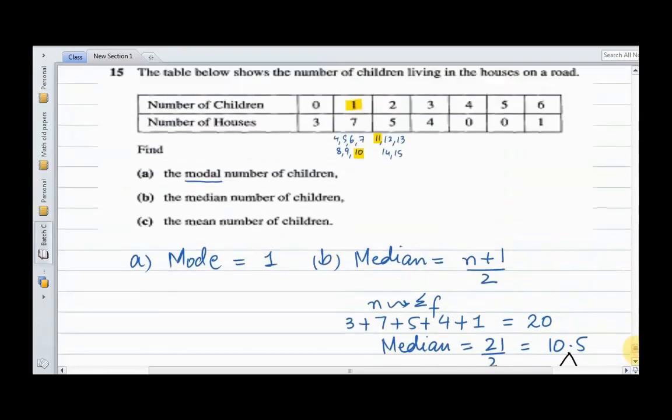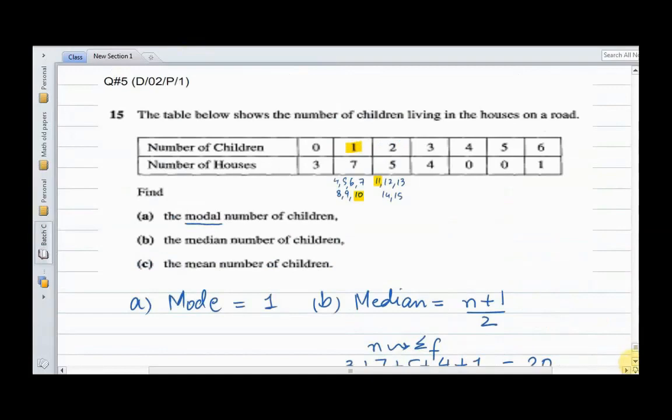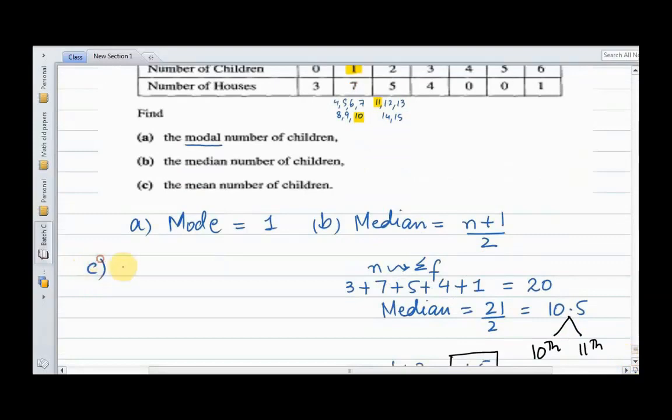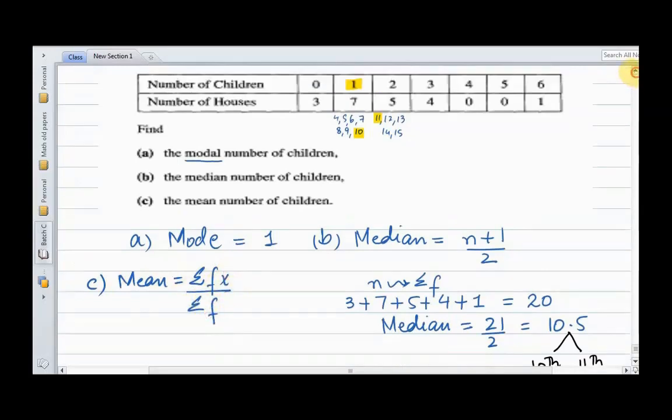Right after median, we need to find mean. For mean, first step, you need to apply the working formula. So mean, working formula: summation of fx divided by summation of f. For summation of fx, you need to multiply those terms. So it will be 0 times 3 is 0. I'm going to write it down here.